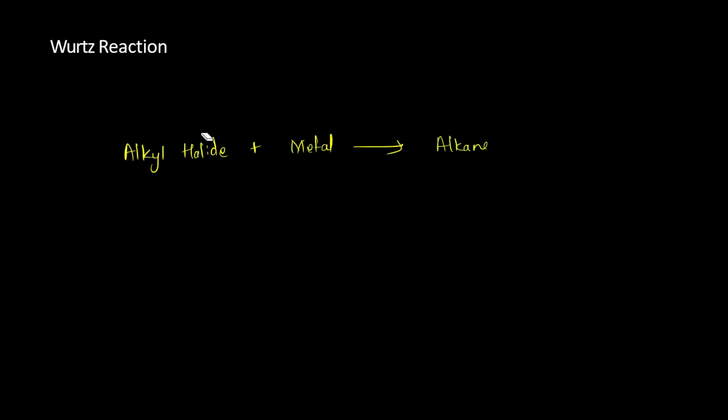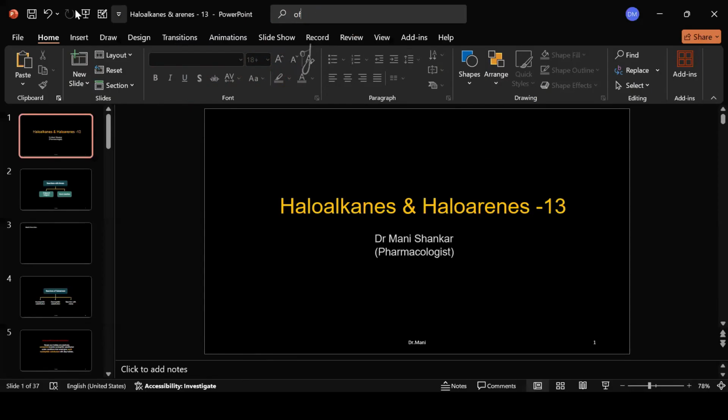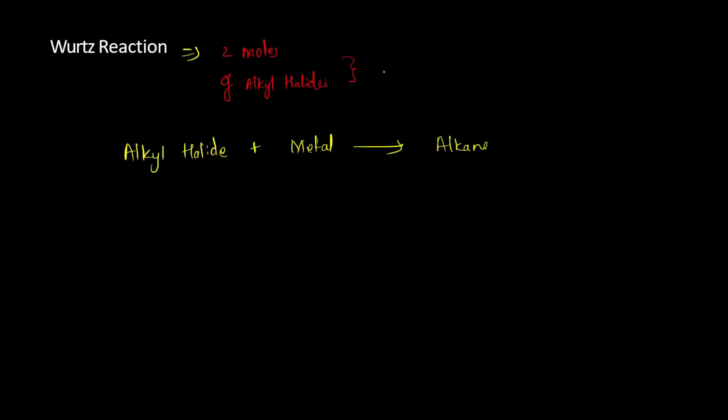So what happens in this? 2 moles of alkyl halides are treated with a metal, that is sodium, and you will be getting the alkane here. Mostly it's in ether, so you will be getting it at the end in dry ether. So remember this: in order to prepare this, you will be taking either primary or secondary alkyl halides.